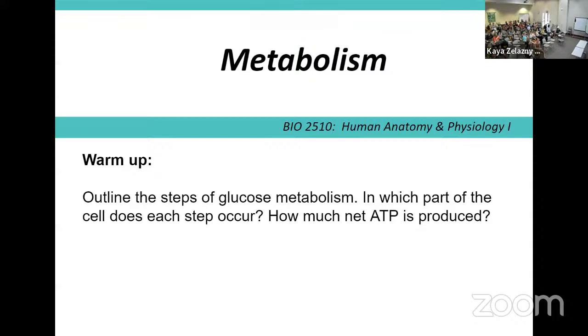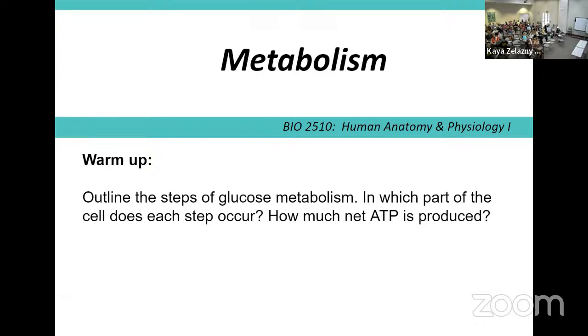Okay, so before we begin, today we're going to continue with our review of glucose metabolism, aka cellular respiration, aka glucose oxidation. So I want you to outline what you remember from last time in previous courses about what our parts of this process are, where they're happening in the cell, and how much ATP on net your cell is producing for each of those steps.